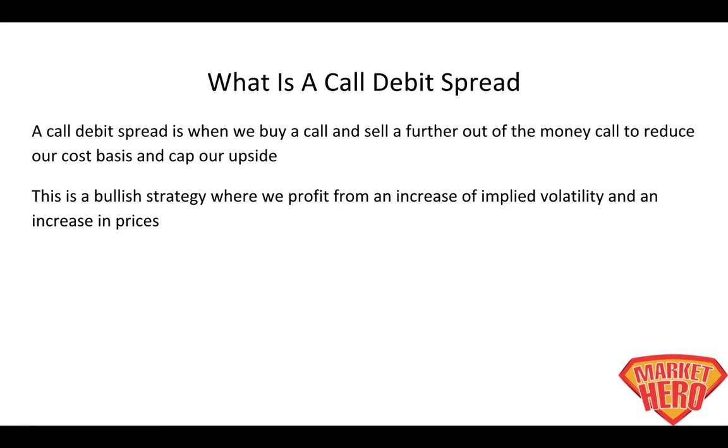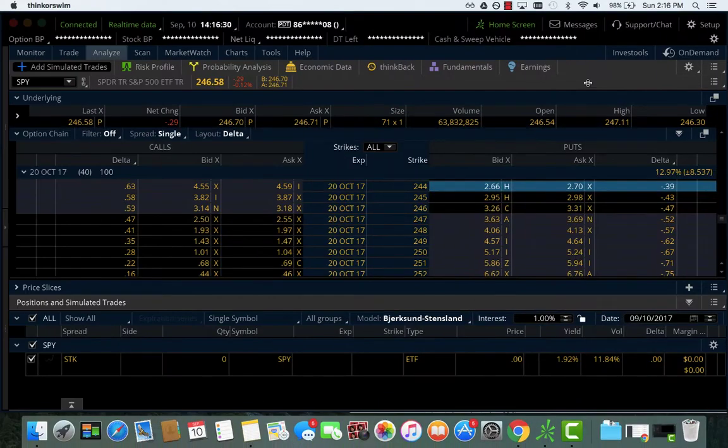So obviously it's a bullish strategy where we profit from an increase in prices, but we also profit from an increase of implied volatility. The reason that's interesting is because most bullish strategies that we entail, we profit not only from upward prices, but also from a decrease of implied volatility. However, with call debit spreads, we profit from an increase of implied volatility. The reason is, let's just go ahead and do one.